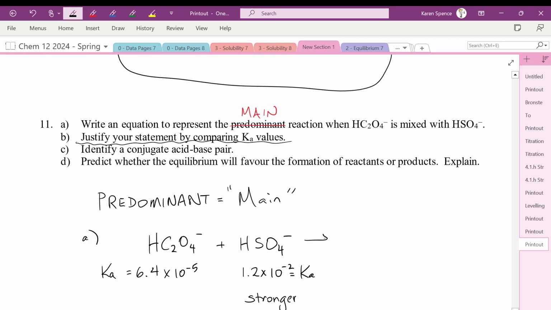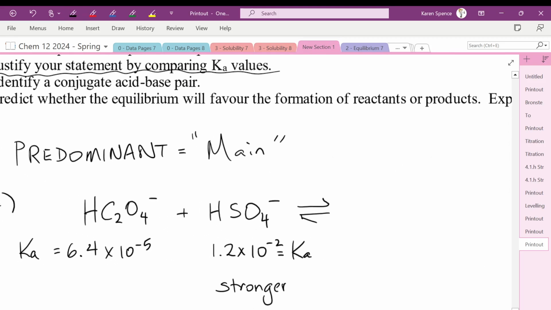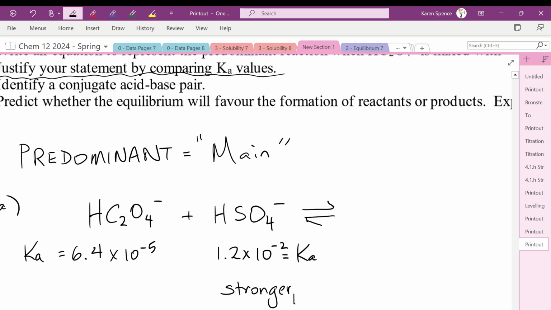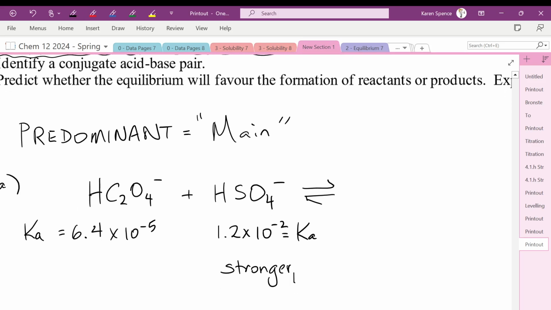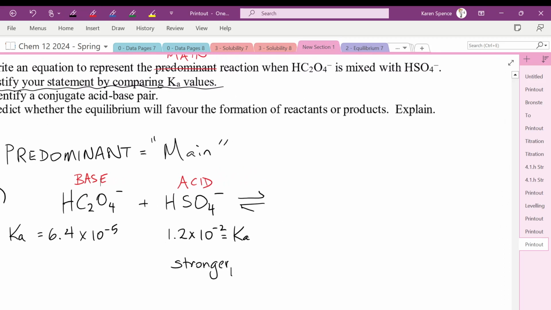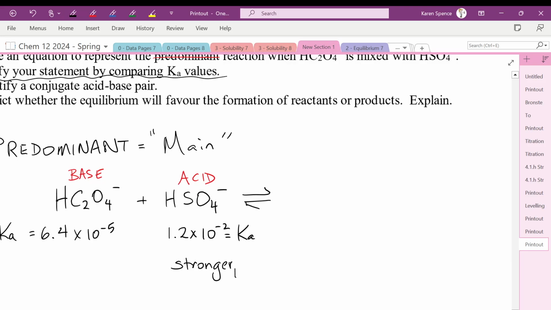Now, am I going to have a one-way arrow or a two-way arrow? Two-way arrow. And who are the products going to be? Well, if this one is stronger, it's going to act as the acid. And this one is now going to act as the base. Okay, so please write your products for that reaction.